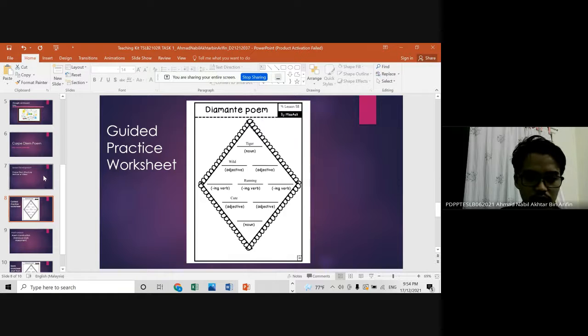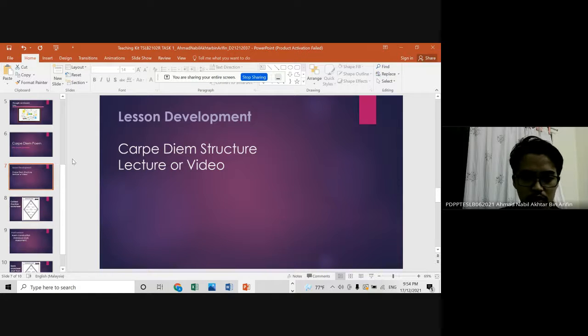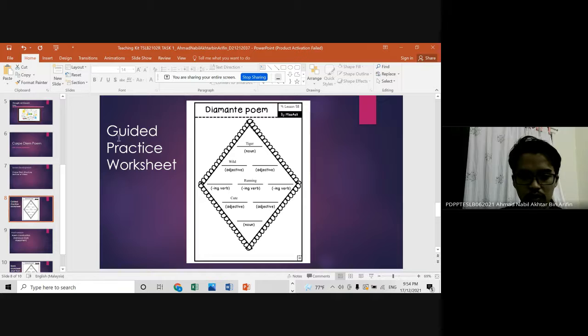After we have taught the students how to write the Carpe Diem poem, we now provide the students with the practice worksheet. There is a guided practice worksheet. We have the pre-answers here in this worksheet, so the students have a clue on how to create the diamante poem.